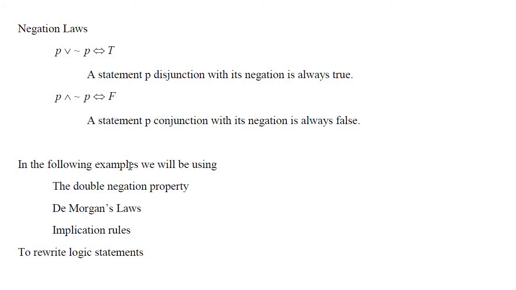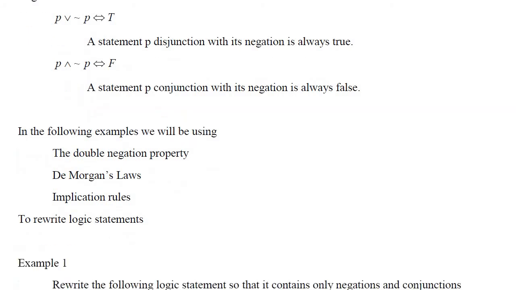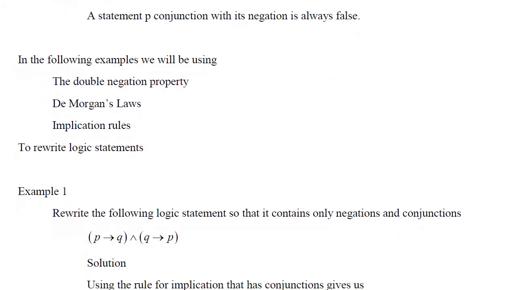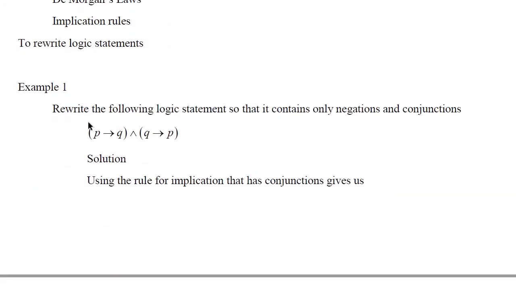All right, so we're going to see a few examples, and in the following examples we are going to be using the double negation property, De Morgan's law, and the implication rules to rewrite logic statements. So let's take a look at the following.